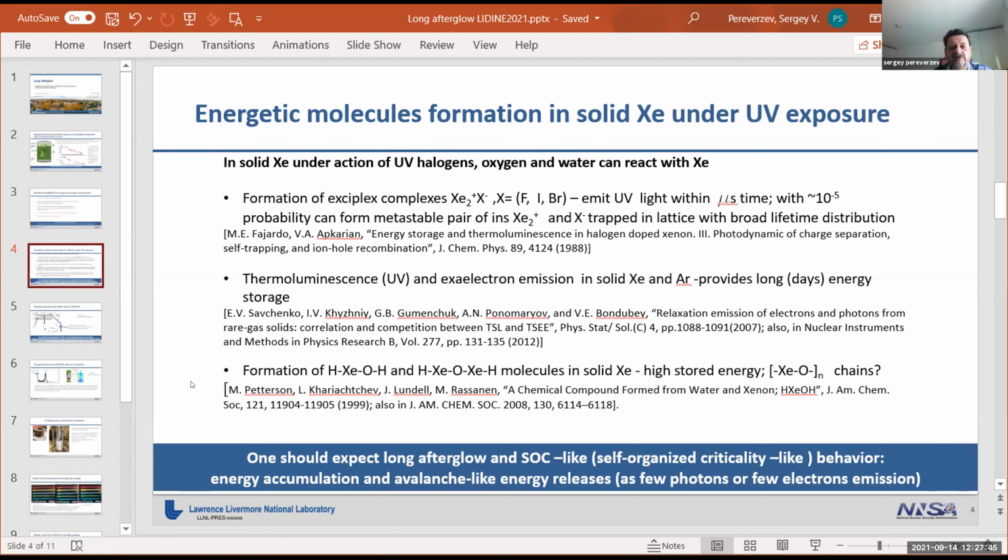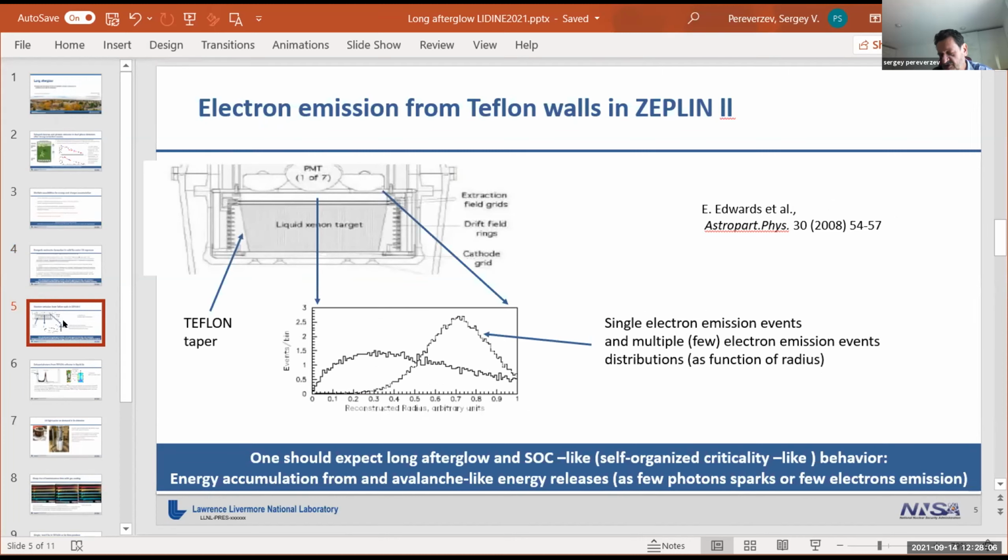It's a very general situation in non-equilibrium thermodynamics, and quite many processes go this way, like earthquakes, for example, or snow avalanches. You accumulate energy, but then it releases in avalanches. So what traces of this do we have? If you look at data from Zeppelin-2, and again, I'll try to talk not about events in bulk, but events in Teflon. The Zeppelin-2 detector has a Teflon taper at the outer surface.